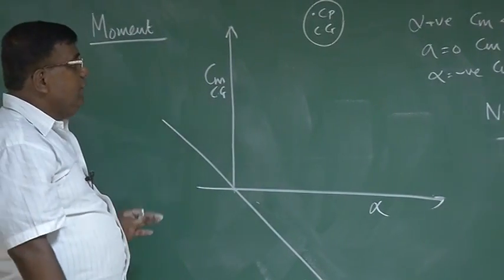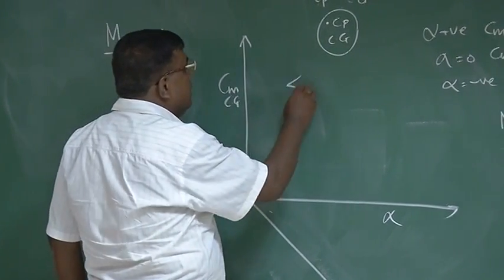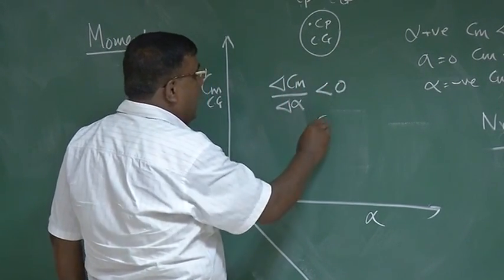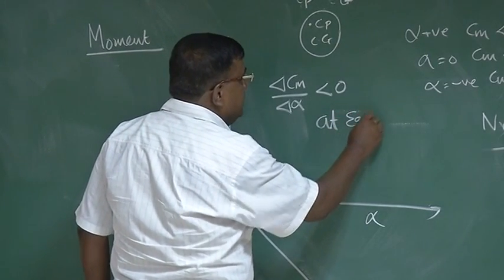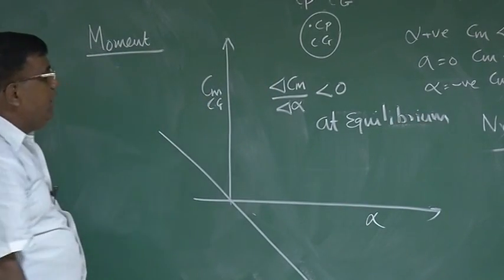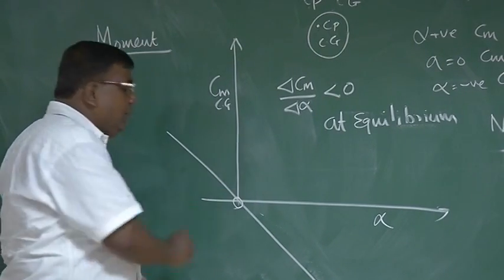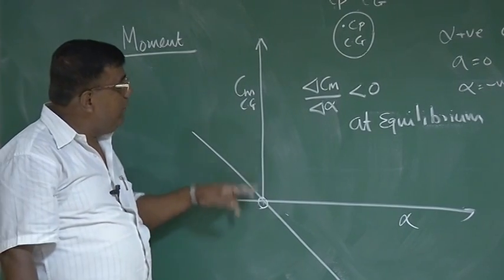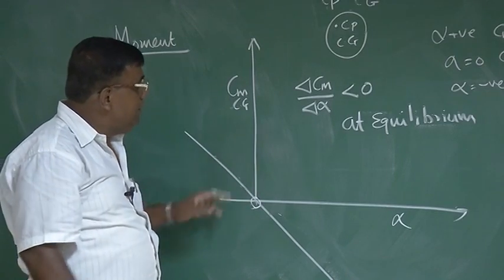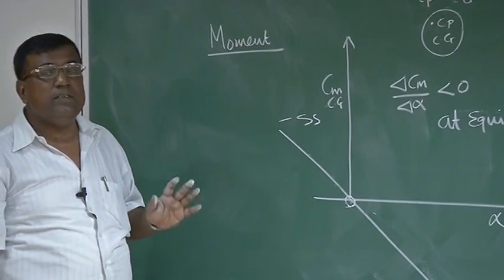And for this plate or the aircraft to be statically stable, what is the condition? The condition is that the slope of the Cm versus alpha graph should be less than 0 at equilibrium. This is very important. So I check what the equilibrium is. Equilibrium is at Cm equal to 0. Now I check the slope of Cm versus alpha at equilibrium. I find that yes, it is indeed negative. So I say this is a case of static stability, or this configuration is statically stable.